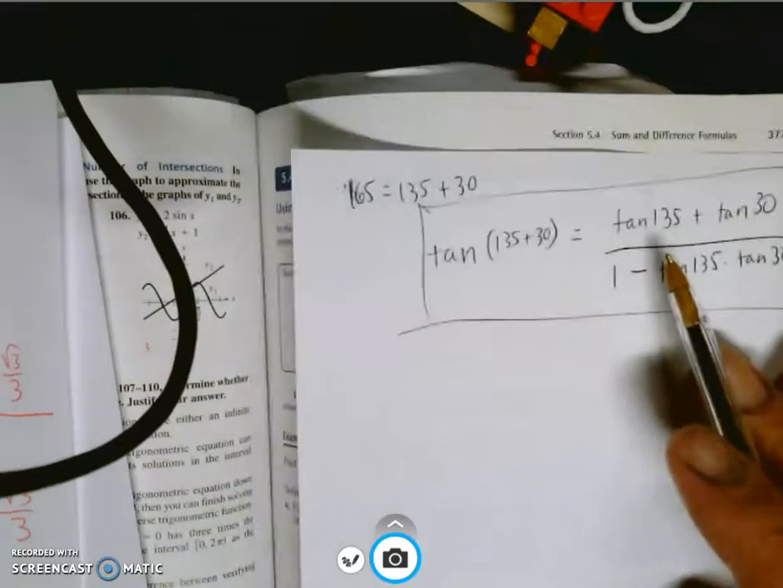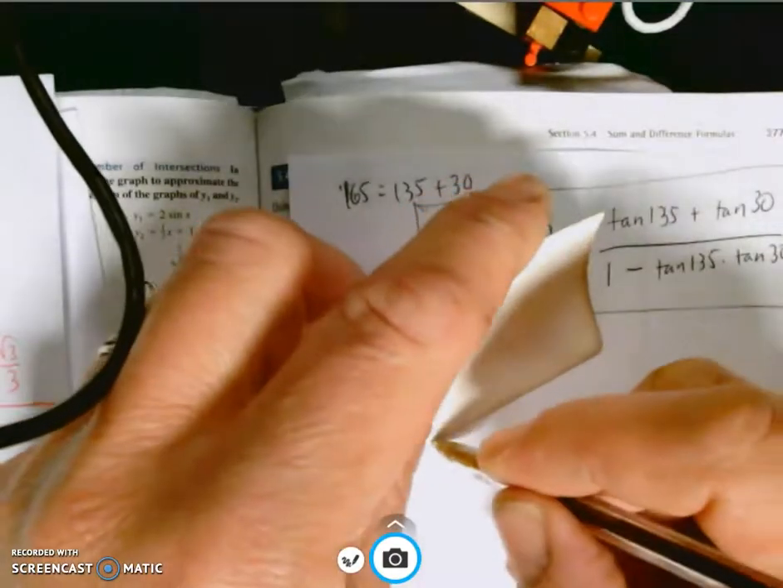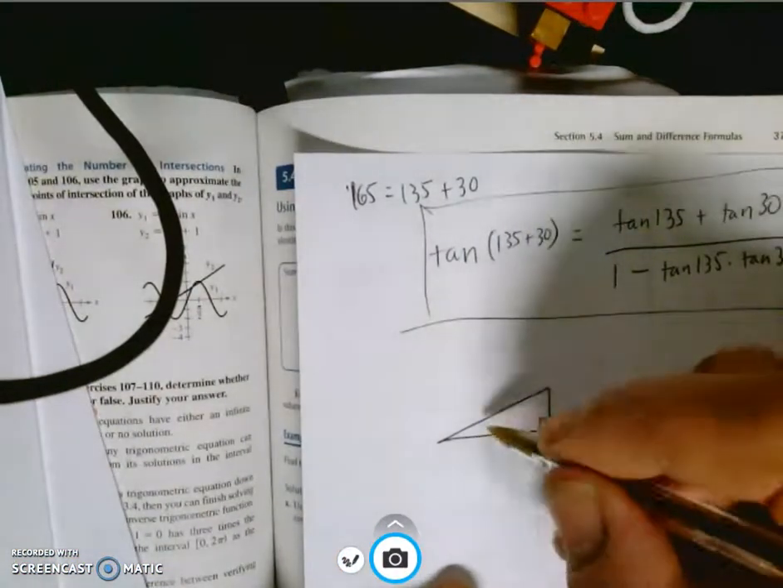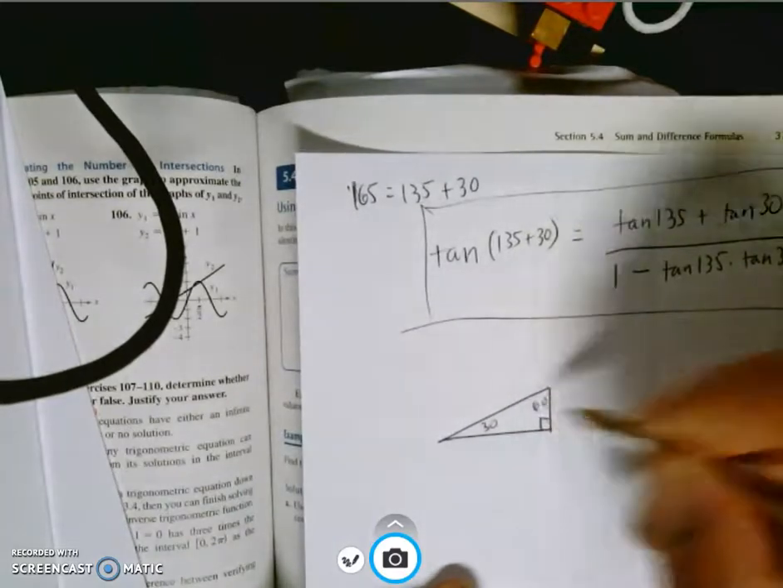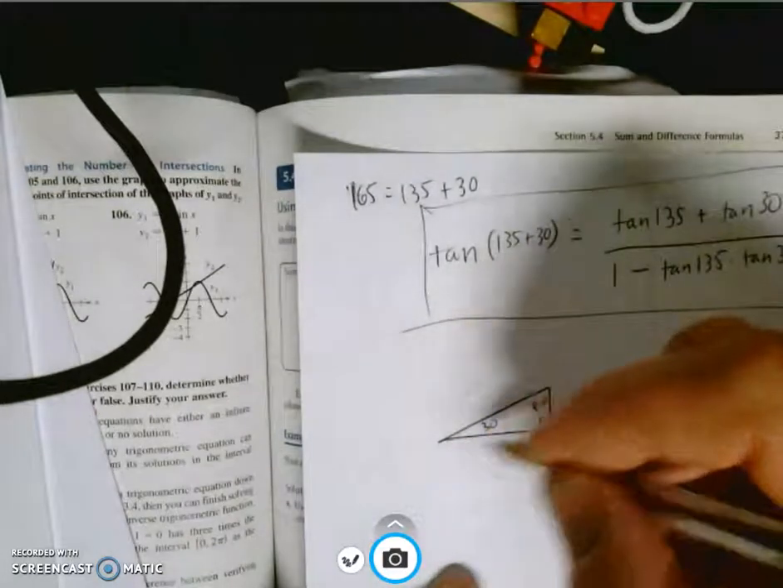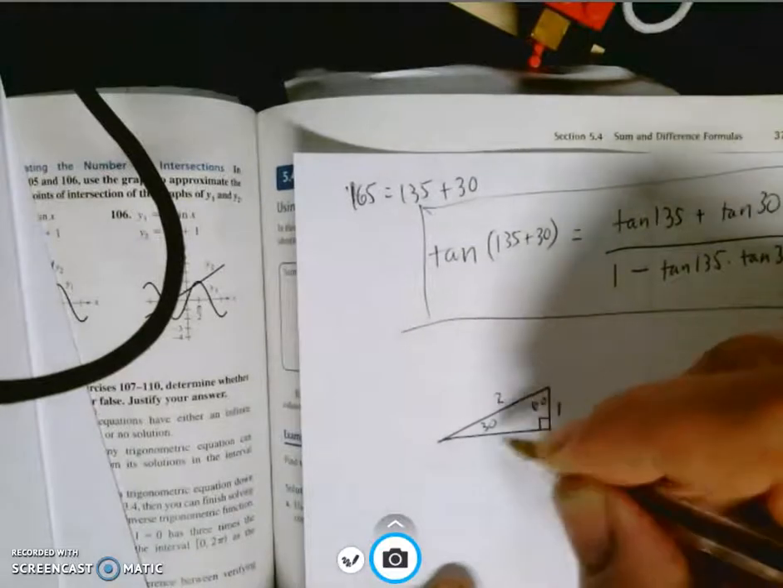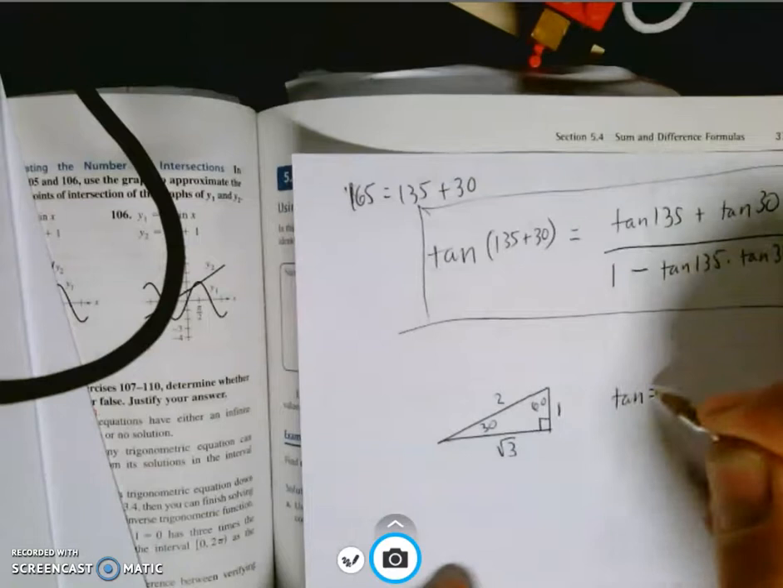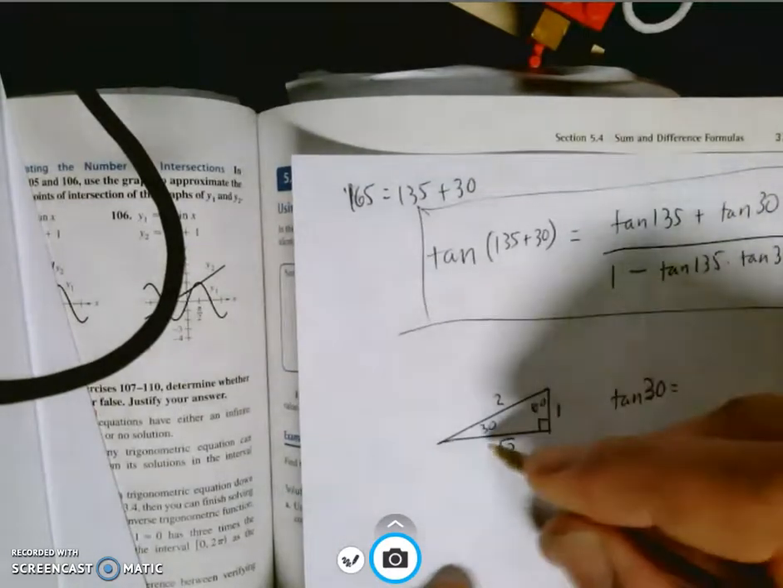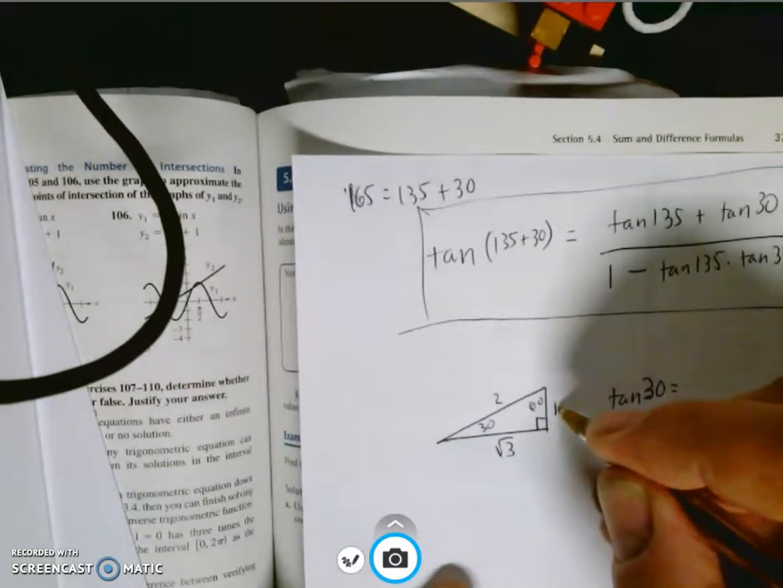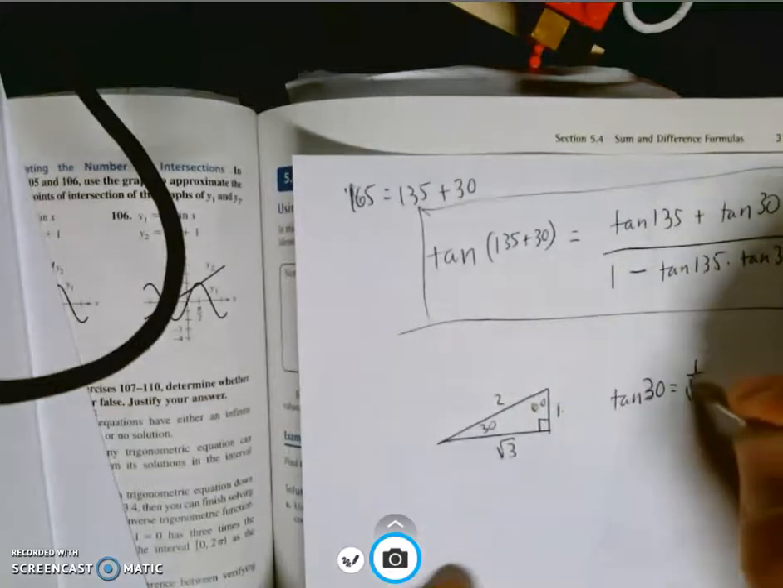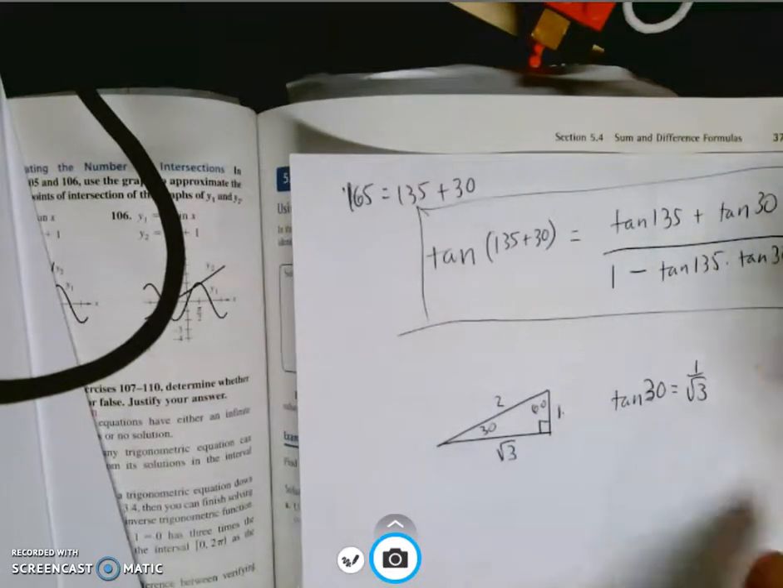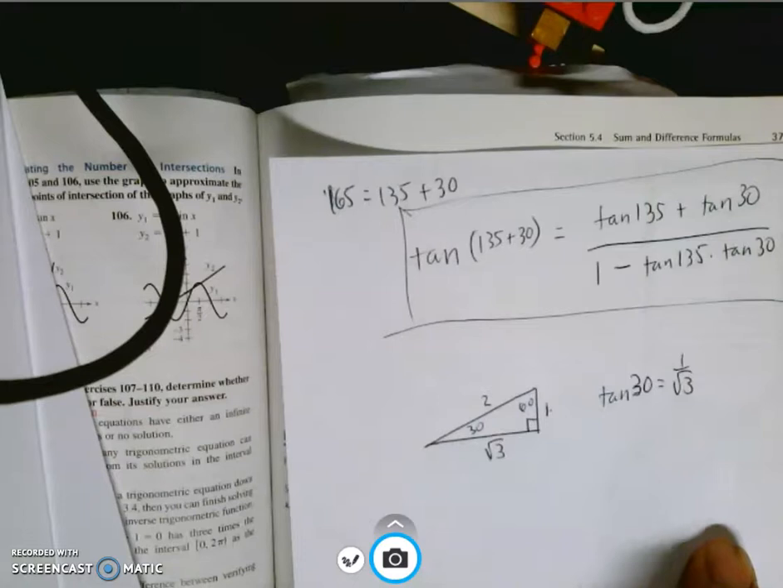What is tangent 135? What is tangent 30? Let's start with 30, because 30 is easier. 30 is your 30, 60, 90 triangle. We've said it so many times, you got to know it. 30 is the small, 60 is the bigger, and 90 is the right angle. So 1 is the small, 2 is the hypotenuse, and rad 3 is the weird side. So tangent of 30 is opposite over adjacent, 1 over rad 3. That's the ratio, opposite over adjacent.